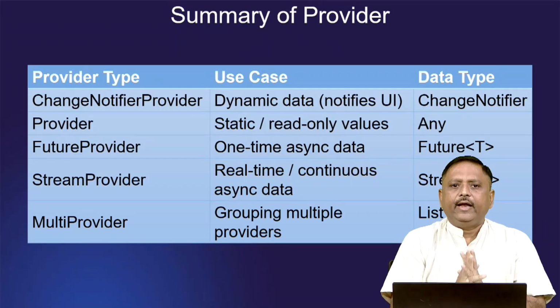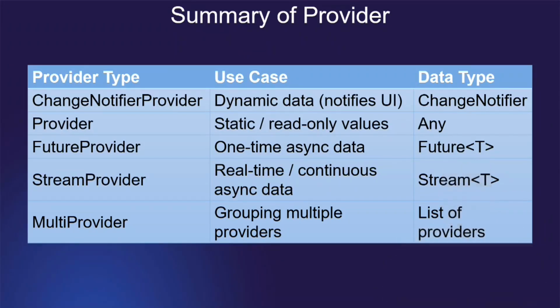So there are many types of providers. So let us get a summary of provider. On screen you can see different providers like change notifier provider, future provider, stream provider, multi provider. There are use cases given and data type is also given. So change notifier provider is useful for dynamic data which notifies the user interface and its data type is change notifier.